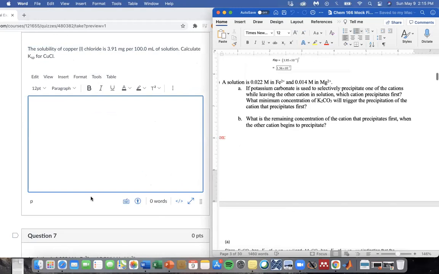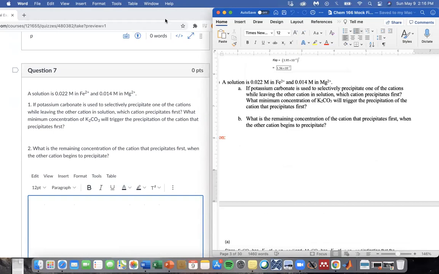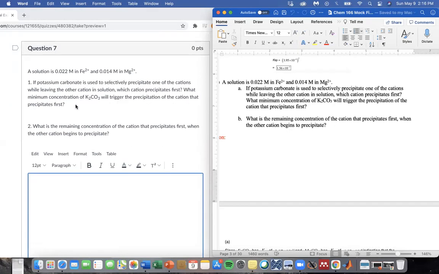Okay, I think that all of you were at the review session last night. We went over one that was really similar to this one, just not quite this problem. It's the selective precipitation. The idea here is that you have two different substances.